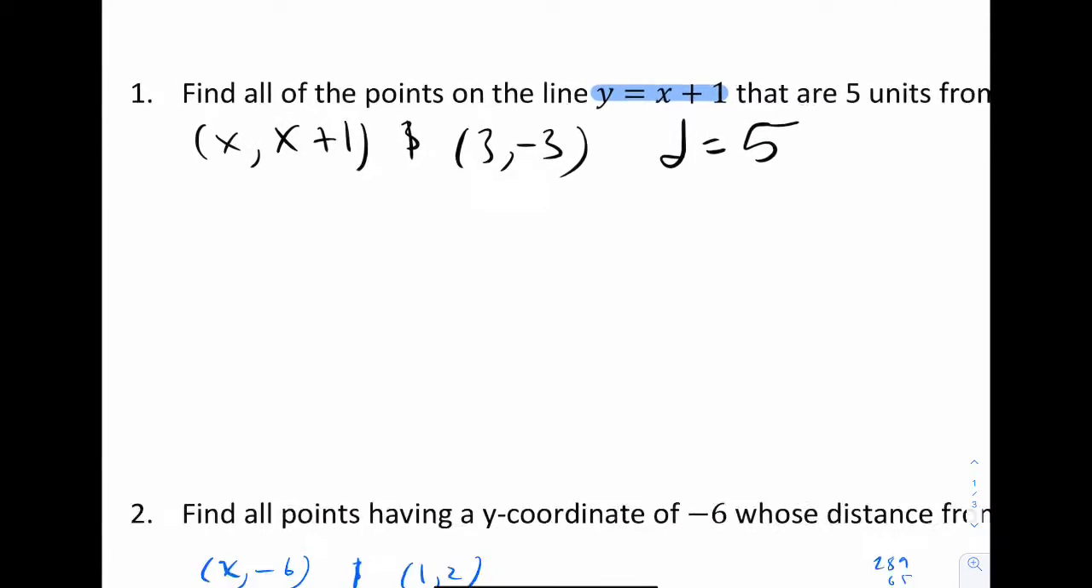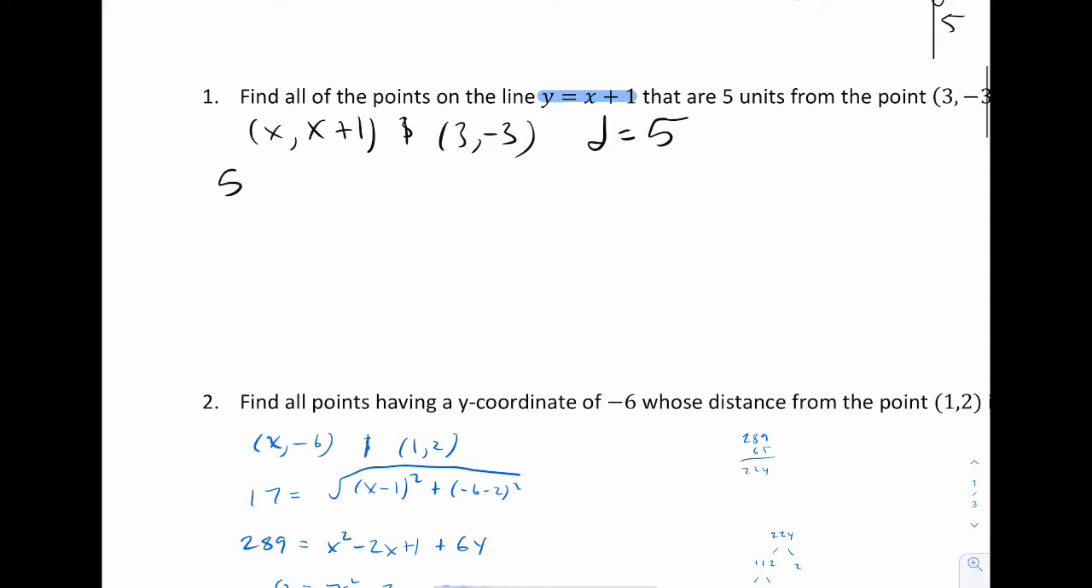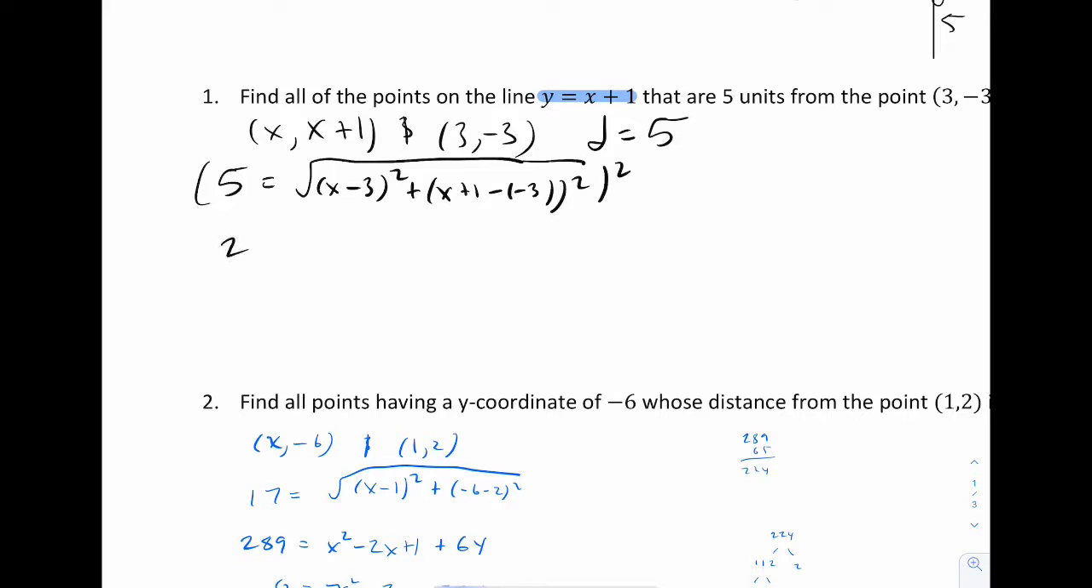So now that we have this information, let's put it all together. 5 is going to equal the square root of x minus 3 squared plus x plus 1 minus negative 3 squared. Let's square everything and simplify. So 25 should equal x squared minus 6x plus 9. And notice here, that's just 4. So plus x squared plus 8x plus 16.